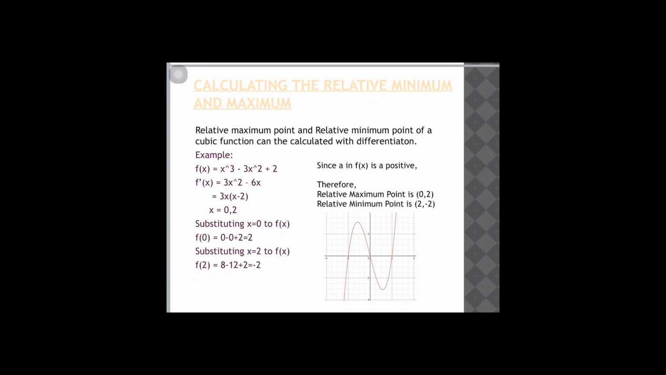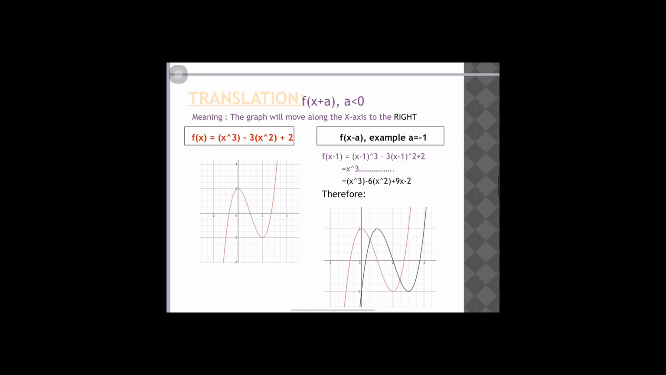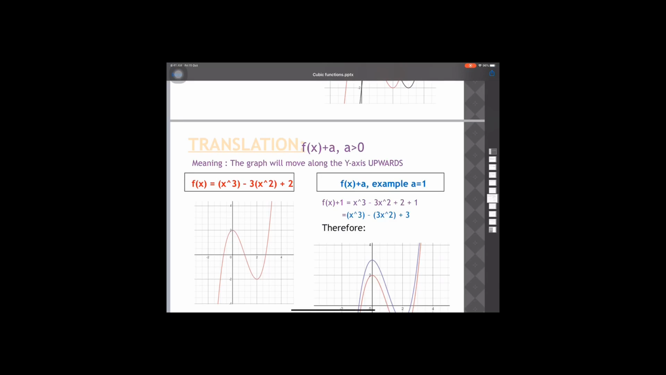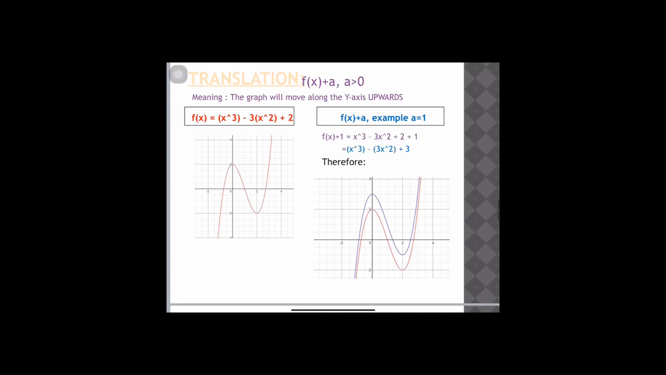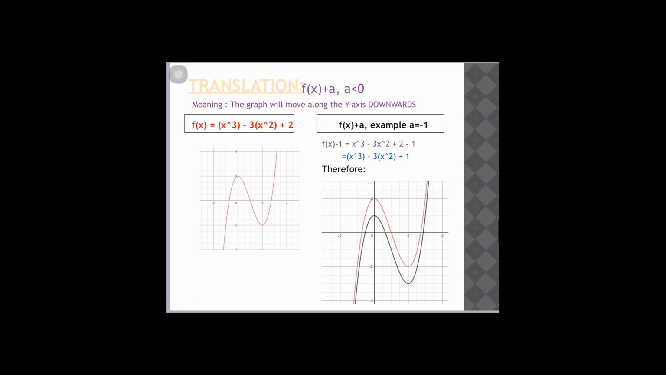Now moving on, we have translations. We will start with the f(x plus a) translation where a is greater than 0. What this means is that the graph will shift to the left along the x-axis. If the value is less than 0, it means the graph will shift to the right along the x-axis. Next we have the translation f(x) plus a. If the value is greater than 0, the graph will move upward along the y-axis. If the value is less than 0, the graph will move downwards along the y-axis.